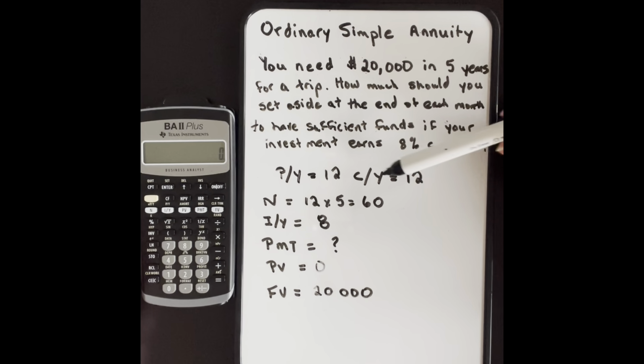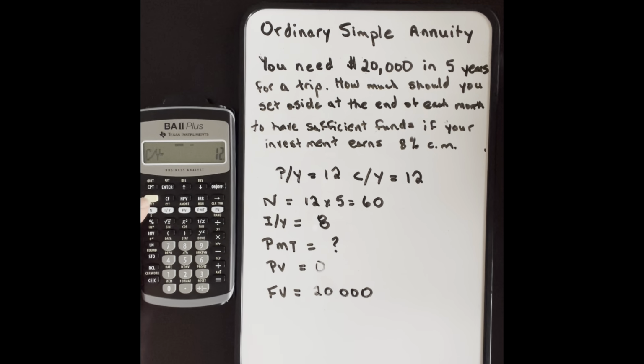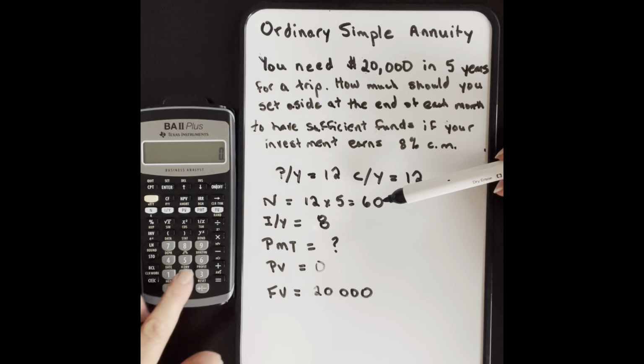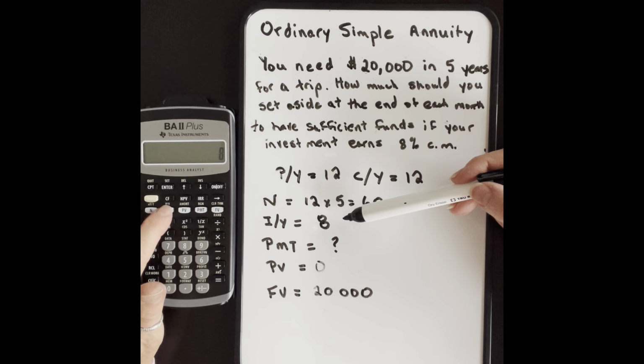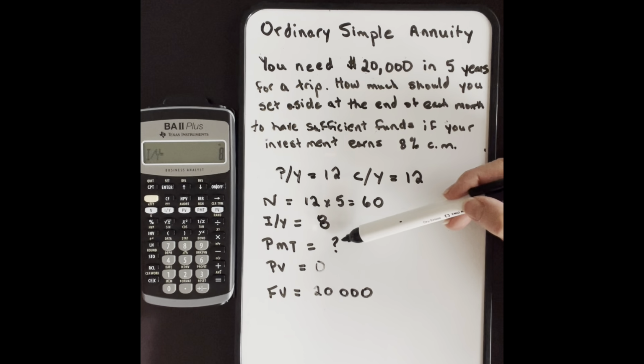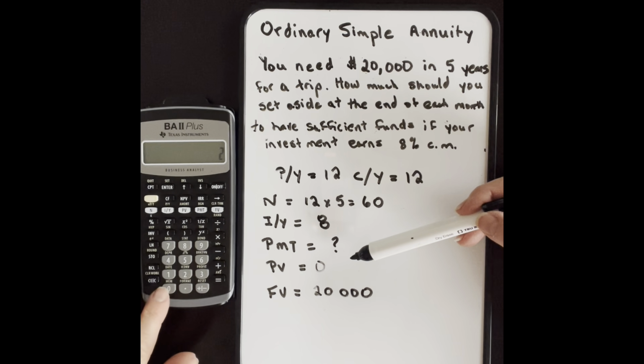Starting with payments per year and compound periods per year, let's check that. So second function, payments per year. Notice it stayed the same from our last example. If we scroll, that stayed the same. So we're just going to quit. We don't need to change that. And now we're going to put these values in. So the number goes in first and then the function. So N equals 60. Interest rate is 8, so 8 I/Y. Payment we don't know. Present value should be 0 because we've cleared everything, but if you're not sure, you can always put it in. And future value is 20,000.